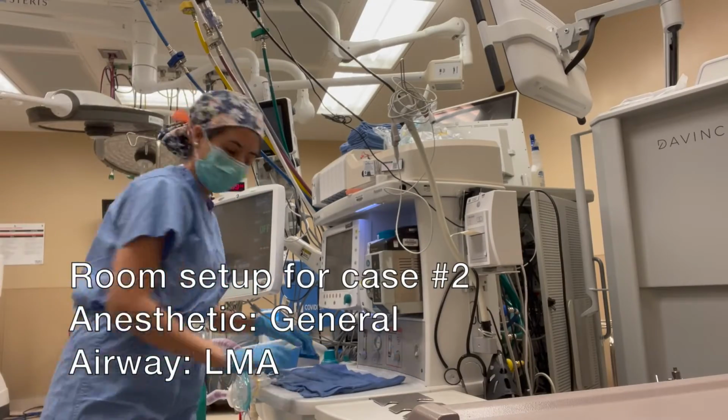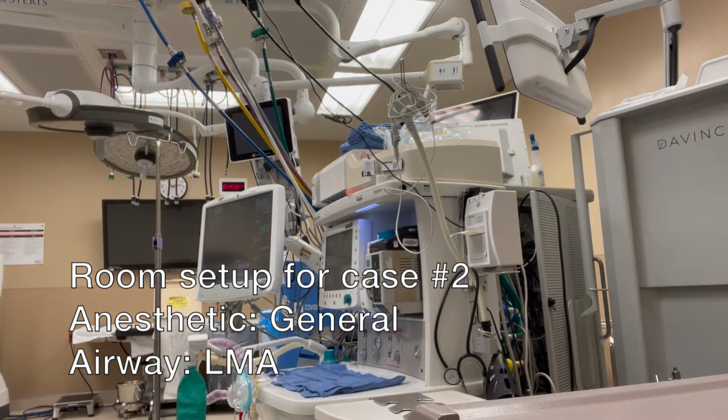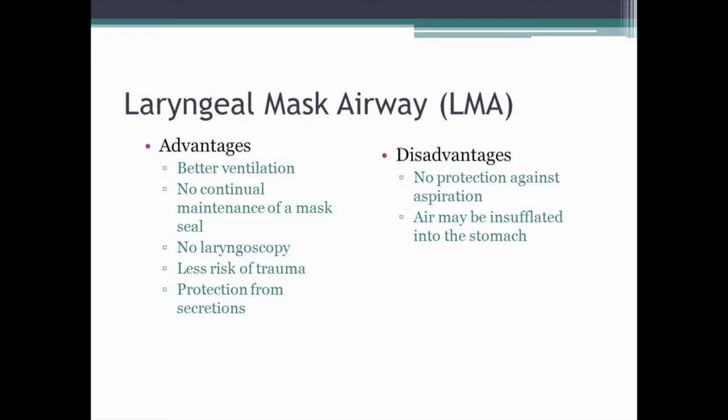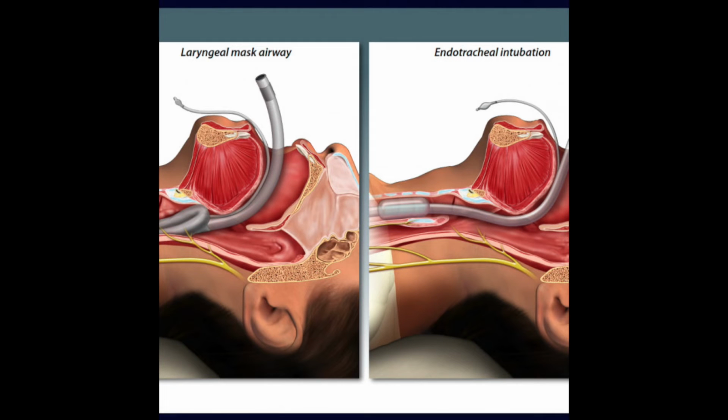In this case, the patient had an NPO status of over 8 hours, meaning they did not eat or drink anything within the last 8 hours, putting them at low risk of aspiration, which means that they would have a low risk of food or fluid getting into their lungs. The surgery would be very quick, the anesthesia was going to be general, and the surgeon did not require paralytic. Because of all these considerations, we considered an LMA over an endotracheal tube for the airway device.